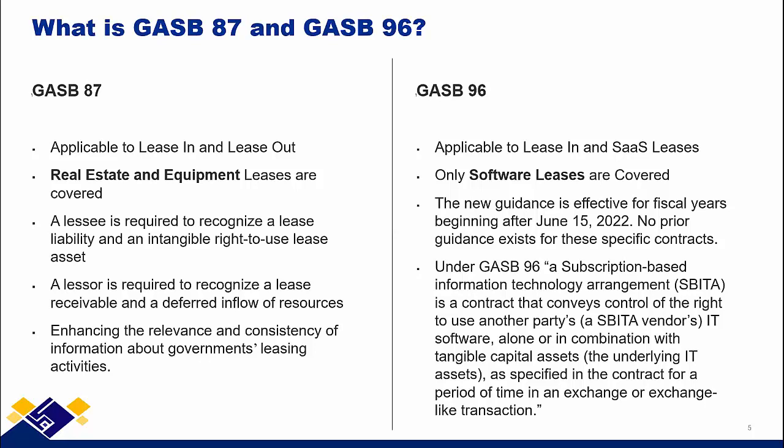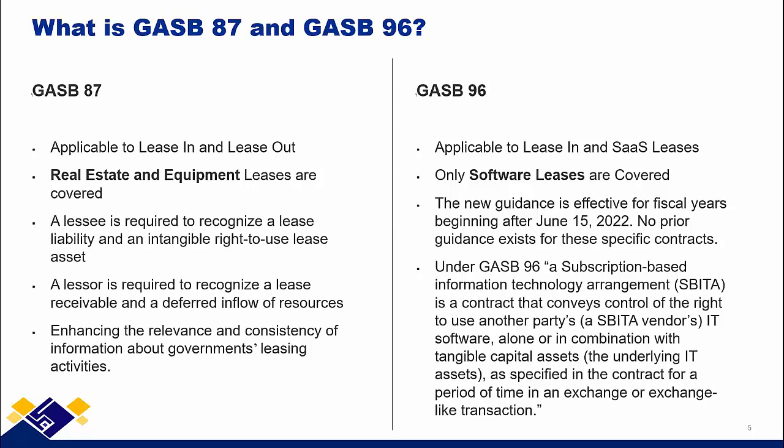A lease-out contract is exactly the opposite of it. It is a contract where you as a government organization are an owner. You own a piece of property, own a piece of equipment, you give it on rent to somebody else as a third party. We call them tenants, and they pay you for using these properties or equipment. GASB 87 is applicable to real estate and equipment leases.